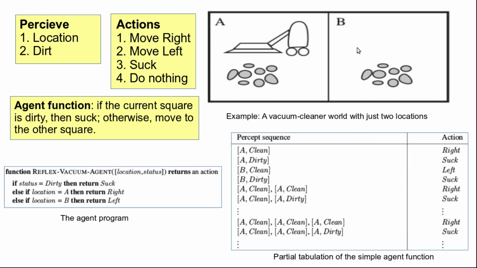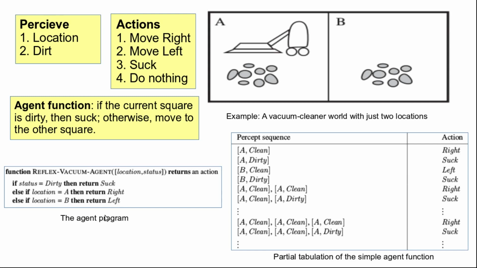However, if your current location is B and you want to move to the other room, you have to move left. So otherwise, move to the other square, this part is implemented using this code, which says if location is A, then we move right, else if location is B, then we move left. So this becomes the pseudocode of the agent program.